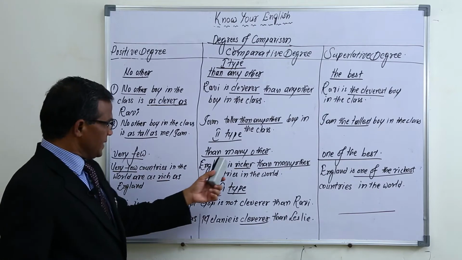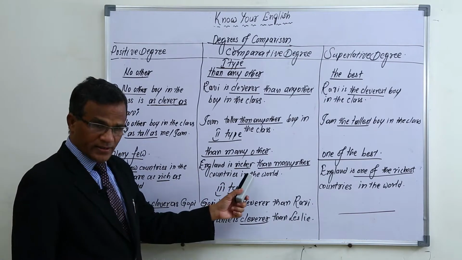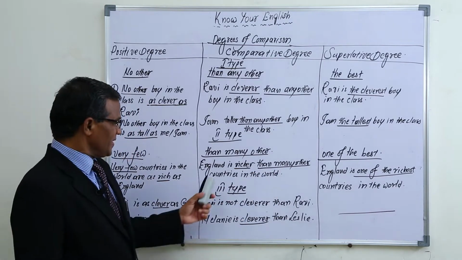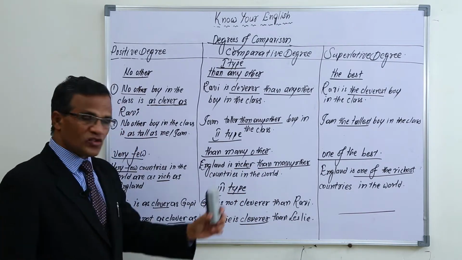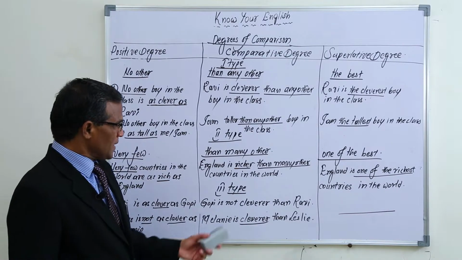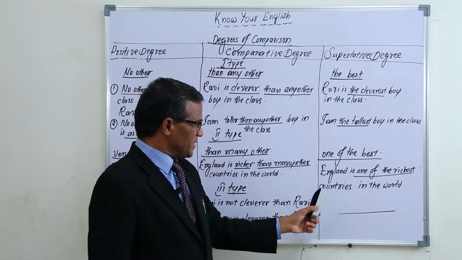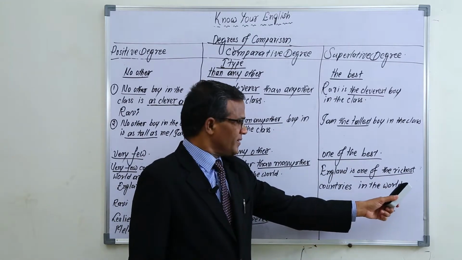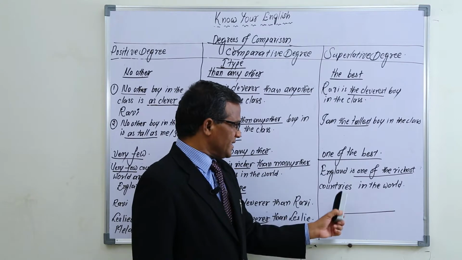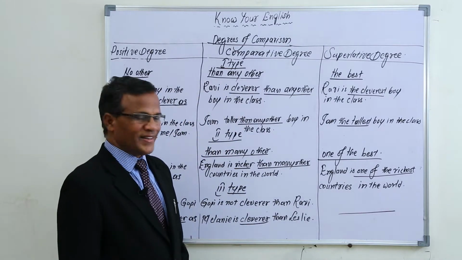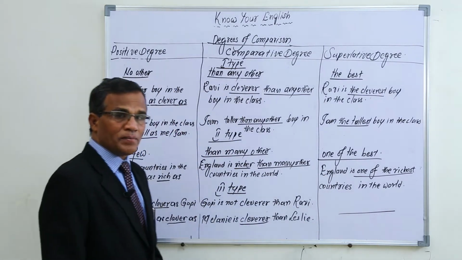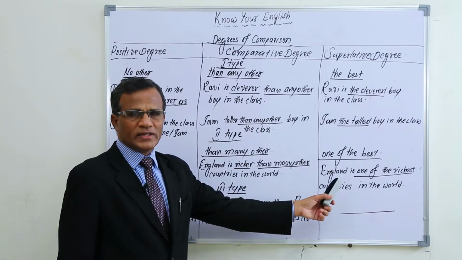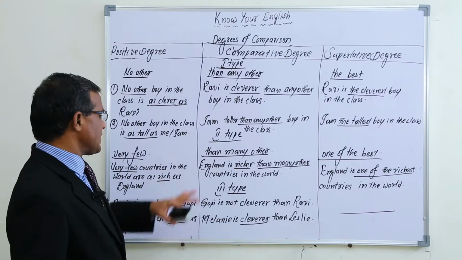So, very few. And here, England is richer than many other countries in the world. Right, than many other. And one of the best: England is one of the richest. One of the best, one of the richest. Just like that, England is one of the richest countries in the world. So like that our comparison goes in this way, in positive degree, in comparative, and in superlative degree also. This is the second type.